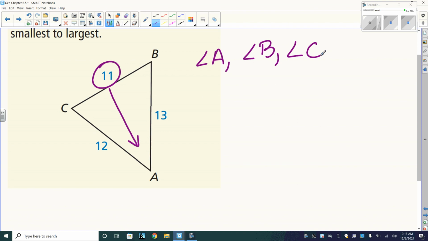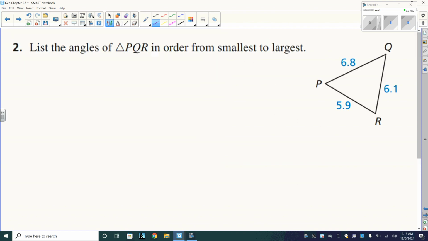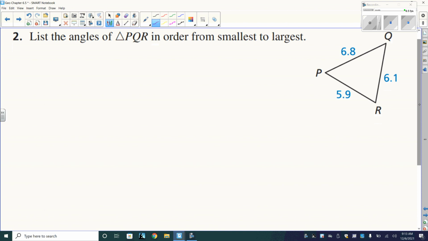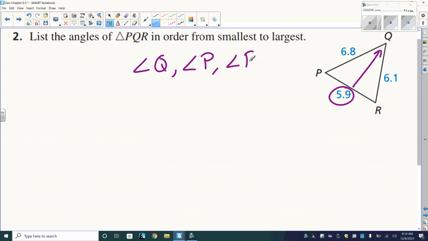We ready for the next one? So the smallest side is 5.9. So the smallest angle is Q. Our next is P, because it's opposite 6.1, and then R. So Q, P, R. Angle Q, angle P, and then angle R.